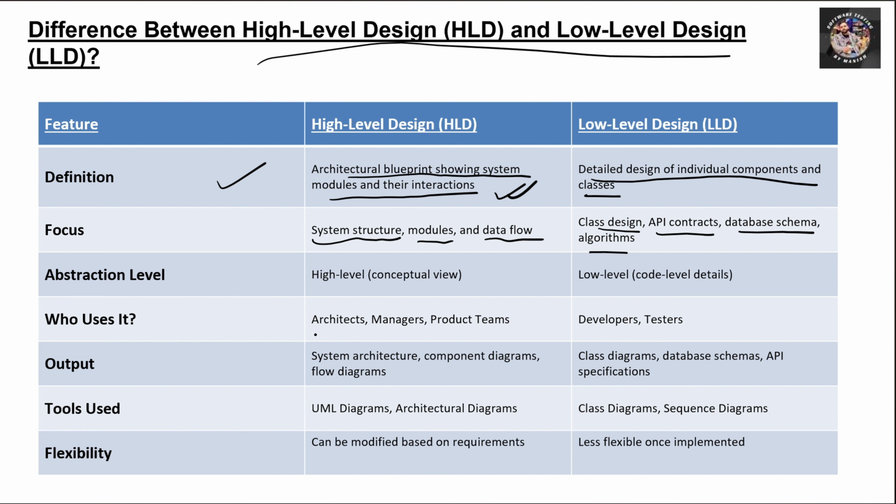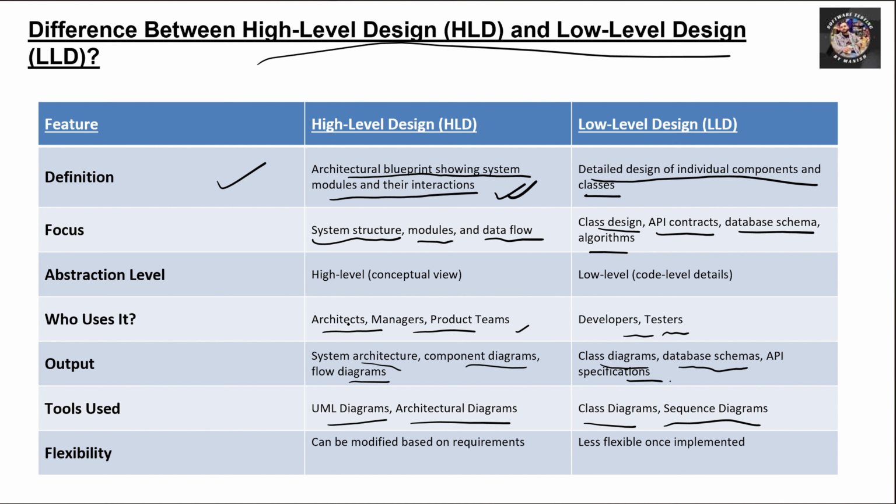So who uses high level design? The architects, managers, product teams. Low level design is mainly used by developers, testers. The output of the high level design is system architecture, component diagram, flow diagram, and the low level design output is class diagram, database schemas, API specification. Tools used for high level design are UML diagram, architectural diagram. Tools used for low level design are class diagram, sequence diagrams.